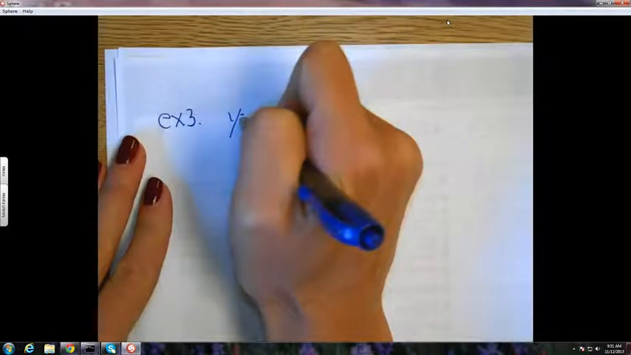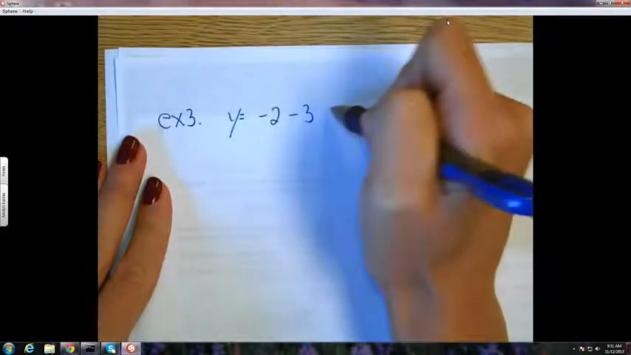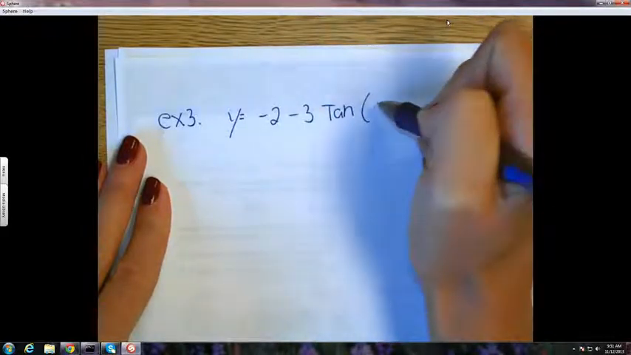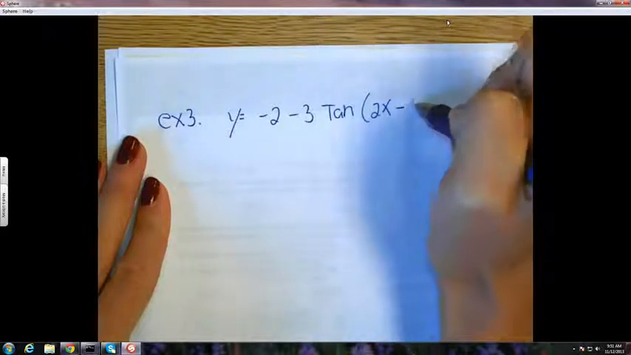What haven't we done yet? No, we haven't done any phase shift yet, and we haven't done a flip yet. So, let's throw it all in with tangents. See what we get. There we go. Y equals -2 minus 3 tangent (2x) minus 5.